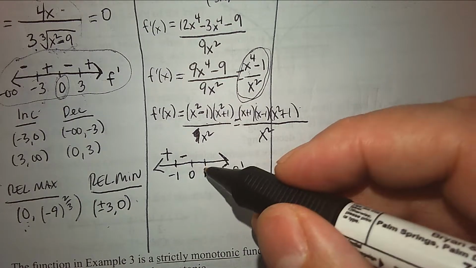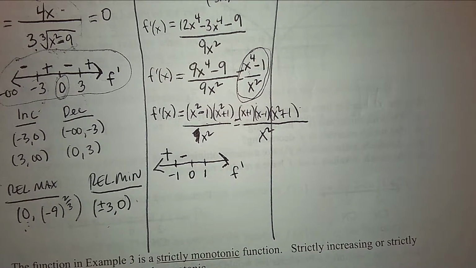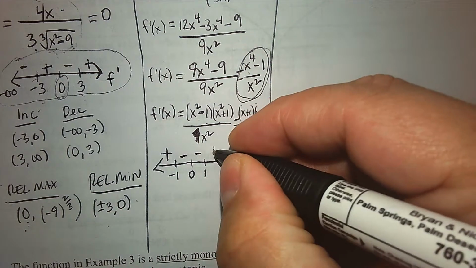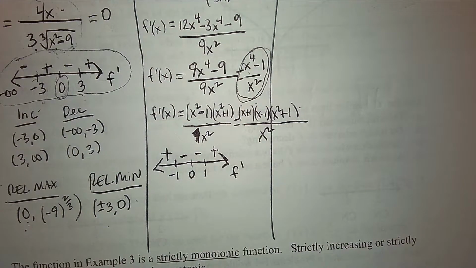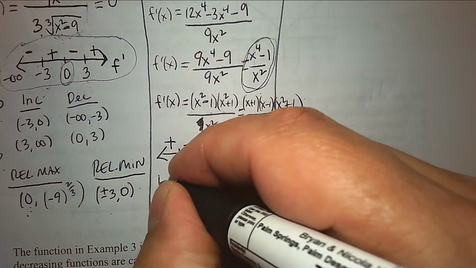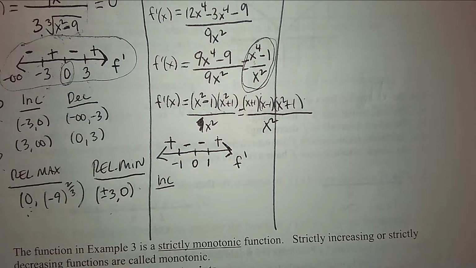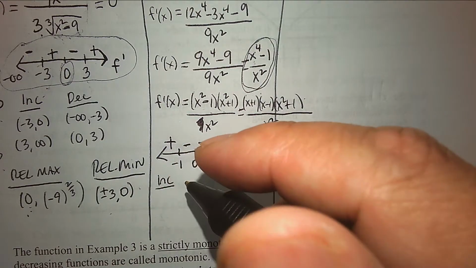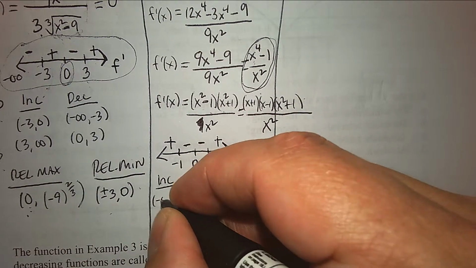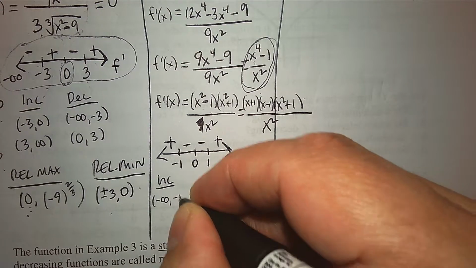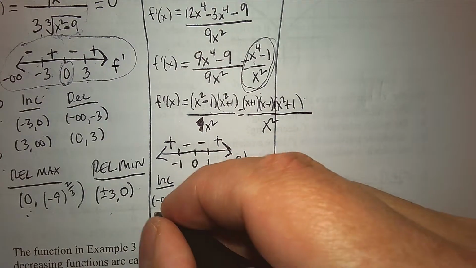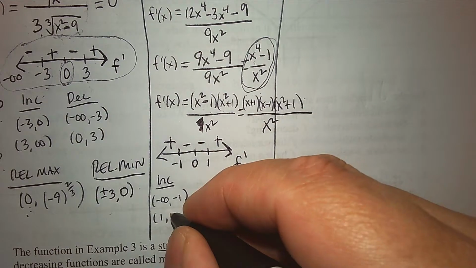Okay, pick a number between 0 and 1. Positive a half. What's going to happen? The same thing. And at 1, what's going to happen? If you plug in a number bigger than 1. Positive. If I asked you, where is this function increasing? What intervals would you write down? It's increasing from negative infinity to negative 1, parentheses, and it's increasing from positive 1 to positive infinity.